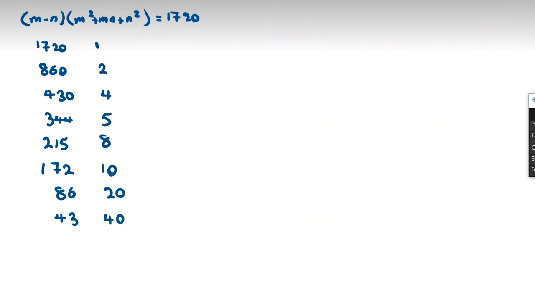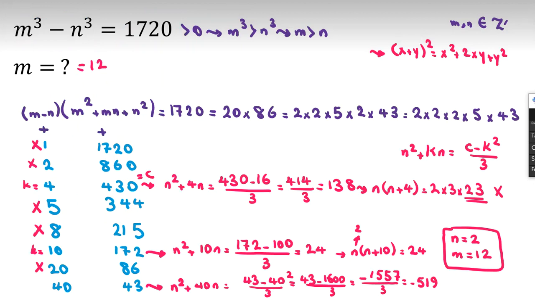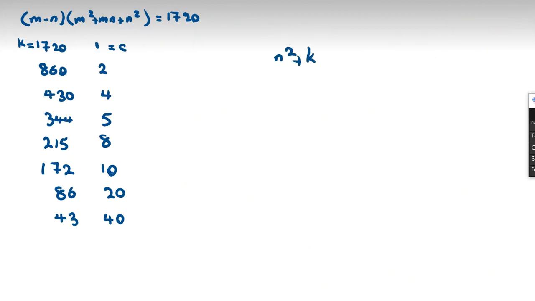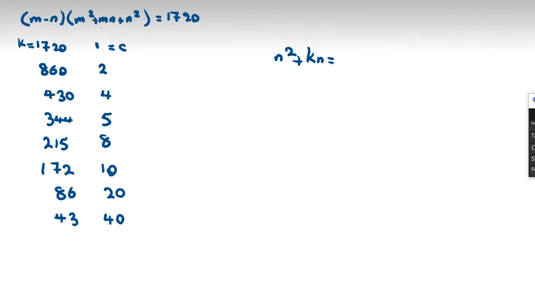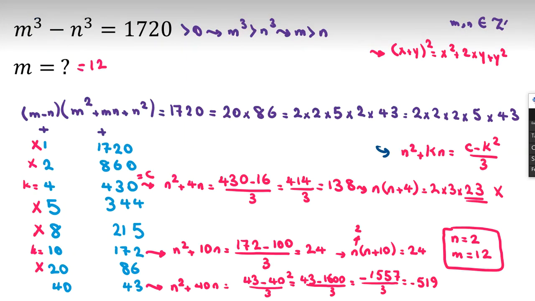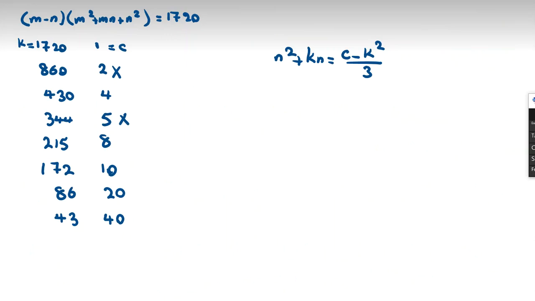But here, it is c, it is k. And we know by the formula we've said, n squared plus kn equals (c minus k squared) over 3. You can reject many of them by considering this, that it should be multiple of 3. Let me tell you, you can reject which of them. Because k squared here, they are not multiples of 3, always the remainder when divided by 3 is 1. So this one also has to be 1. So you can reject 2 like previous one. 2 is bad, 5 is bad, 8 is bad, 10, no, 20 we can reject.